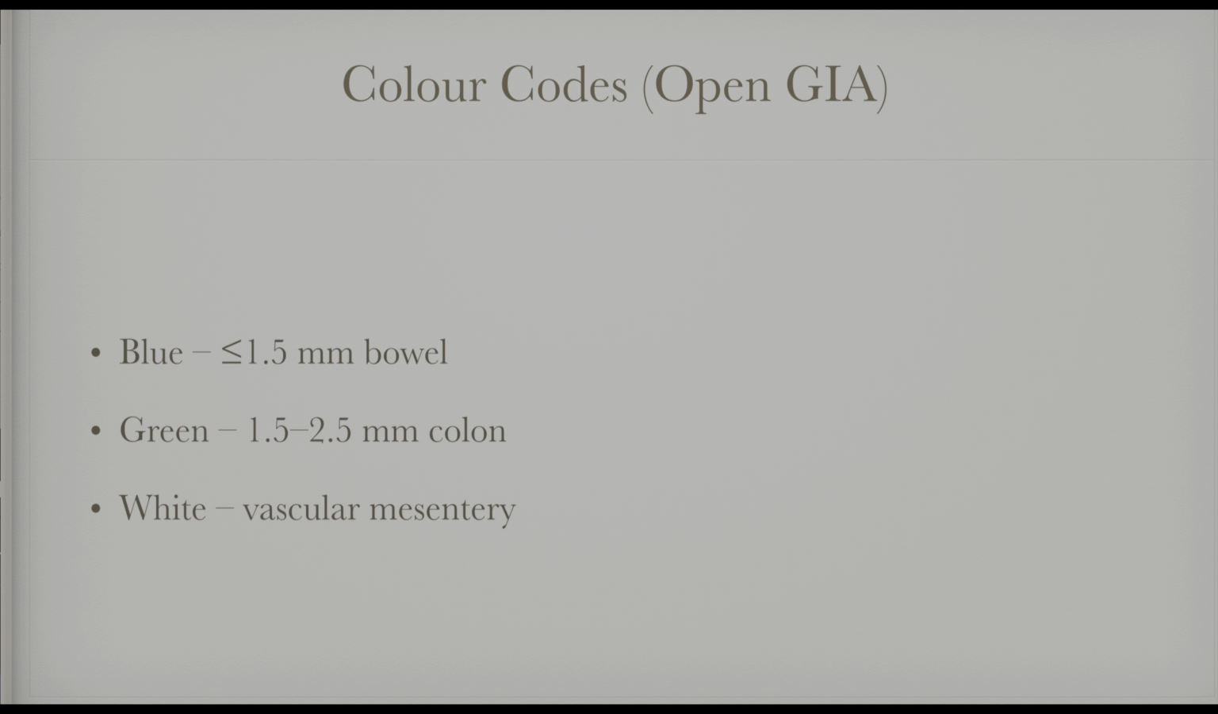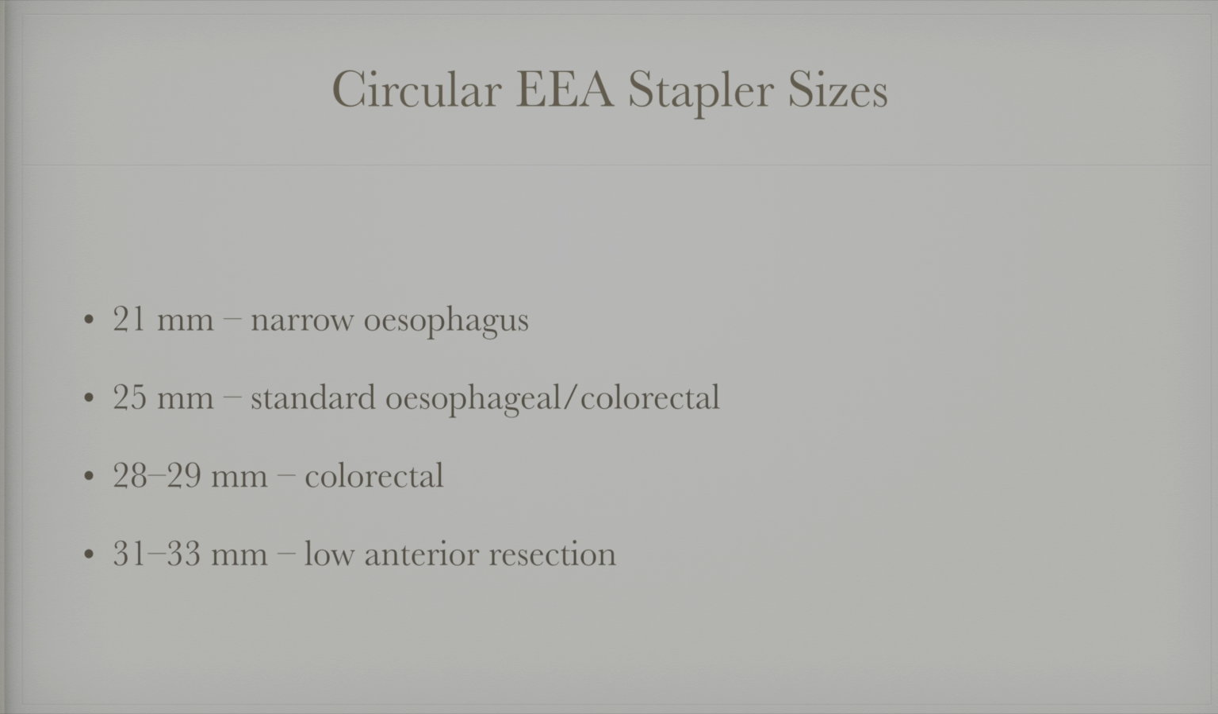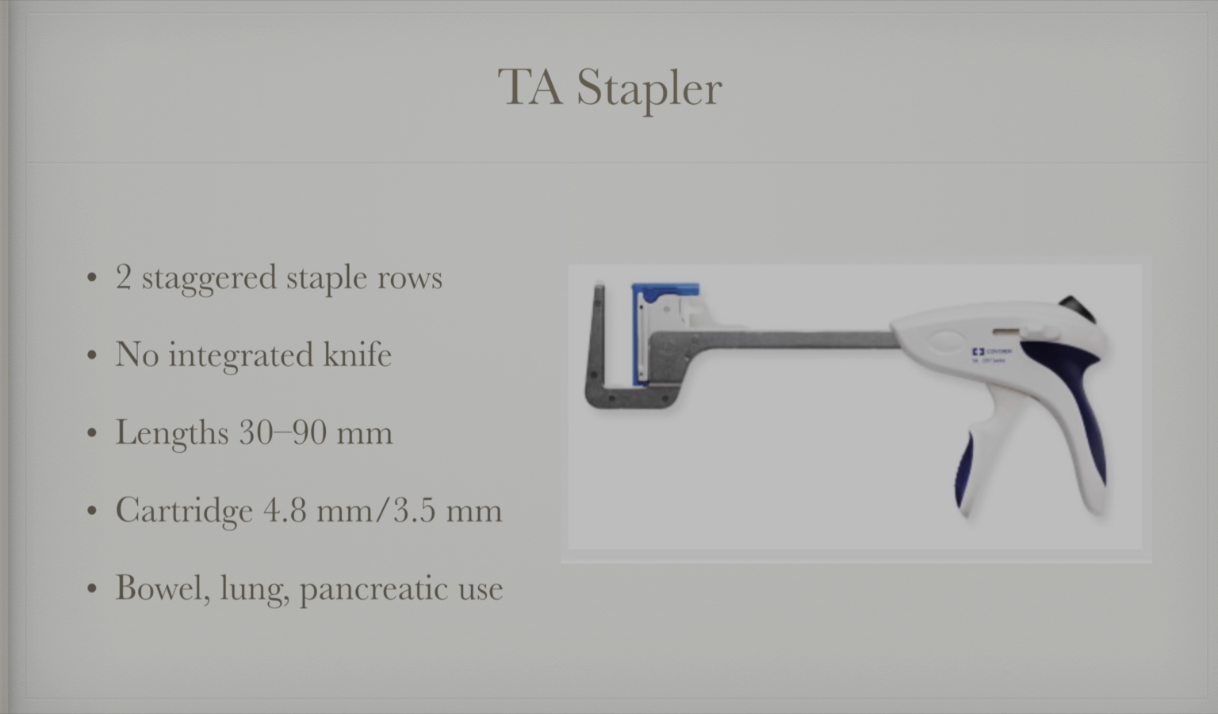The color codes for the open circular GIA are blue 1.5 mm for bowel, green 1.2 to 2.5 mm for colon, white for vascular mesentery. The sizes for the circular end-to-end anastomosis staplers are 21 mm for narrow esophagus, 25 mm for standard esophagus or colorectal, 28 to 29 also for colorectal, and 31 to 33 for lower anterior resection.